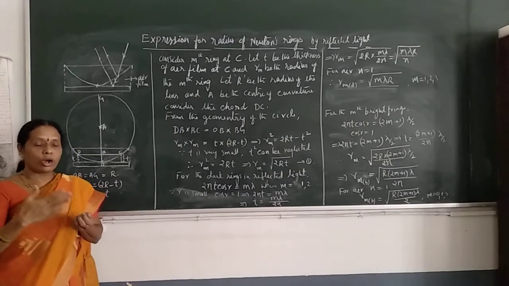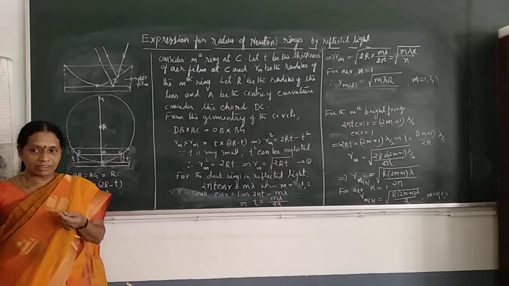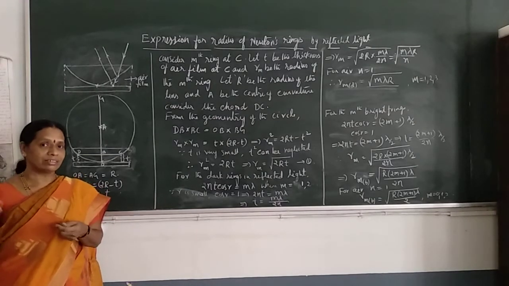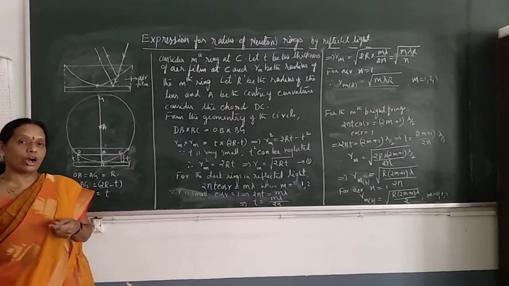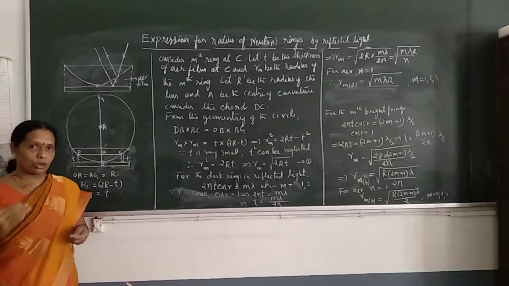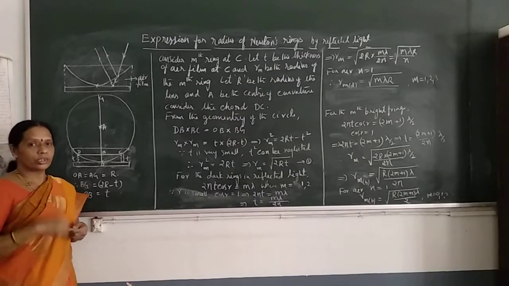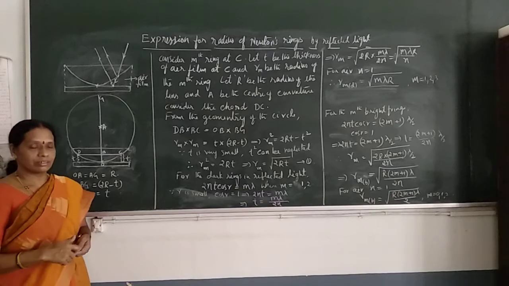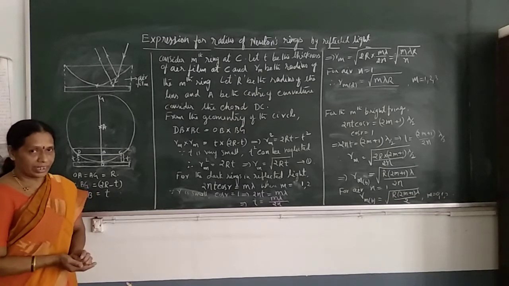As the order of the ring increases, the rings come closer and closer. The gap between any two successive rings goes on decreasing as the order increases. Order means the number of rings or fringes from the point of contact. So this is how Newton's rings are produced in reflected light.